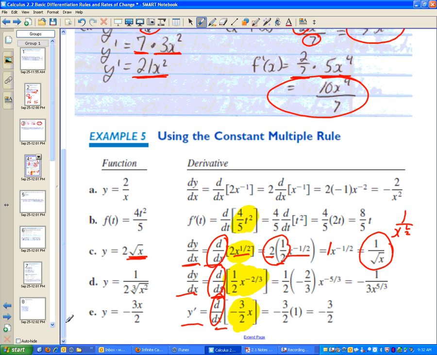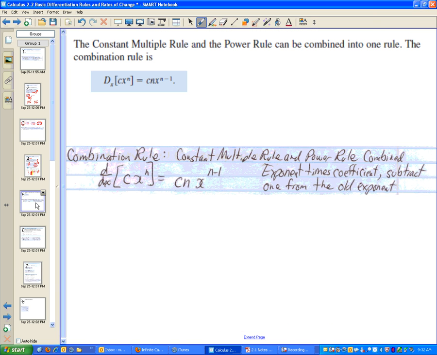All right. Now, when you use the constant multiple rule, then the power rule, we call that the combination rule. Okay? The combination rule says this. When you have a constant times x with an exponent on it, instead of doing it as two separate steps, the constant multiple rule first and then the power rule, we can combine them into the combination rule, which says this. Exponent times coefficient, subtract 1 from the old exponent.